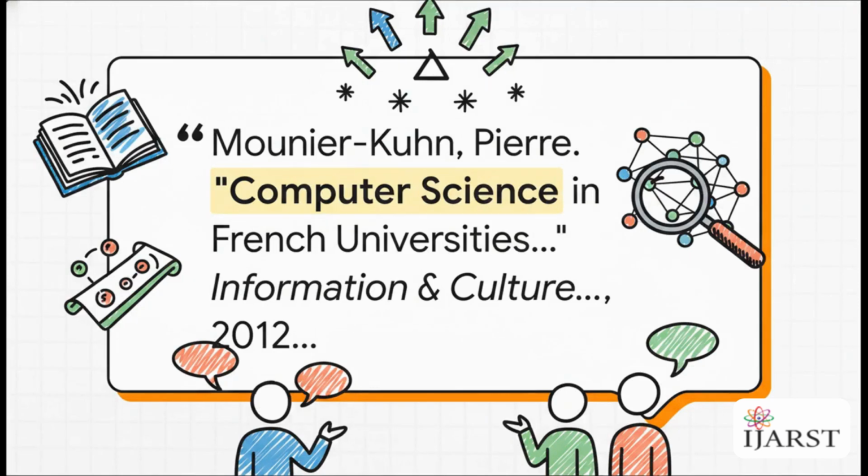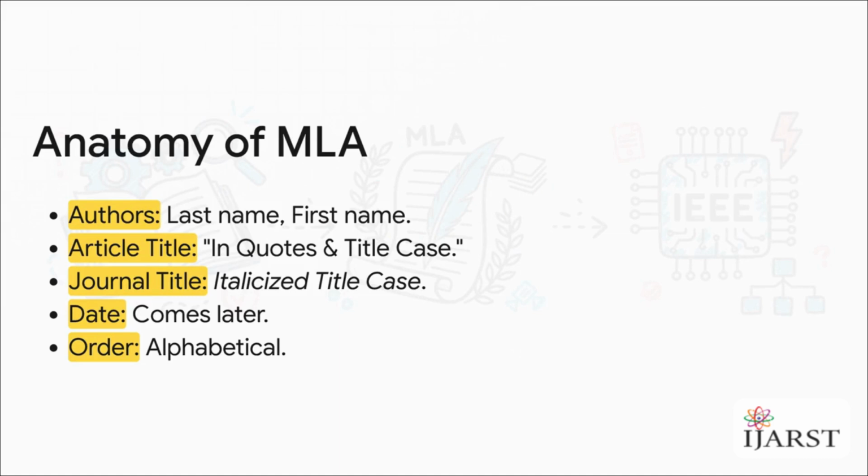Okay, now let's swap that out for an MLA entry for the same kind of source. You can immediately see it has a different vibe, doesn't it? Let's see why. So what's different here? Well, first off, the author's full first name is spelled out. The article title is now wrapped in quotation marks and uses title case, where all the major words are capitalized.